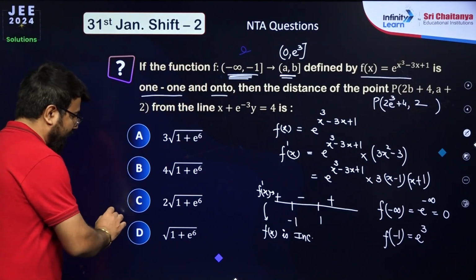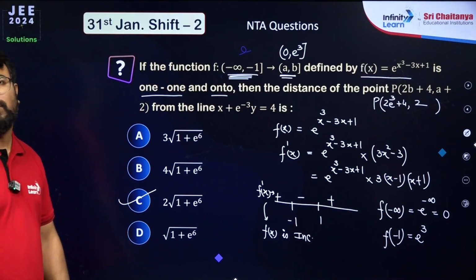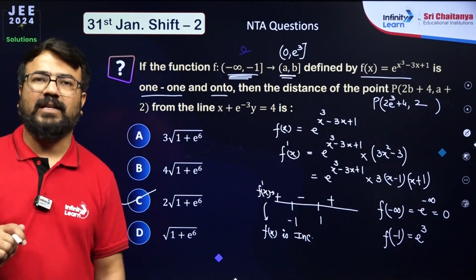So here we have the same option, that is C option, 2 root 1 plus e raised to the power 6. This is the final answer, C option.